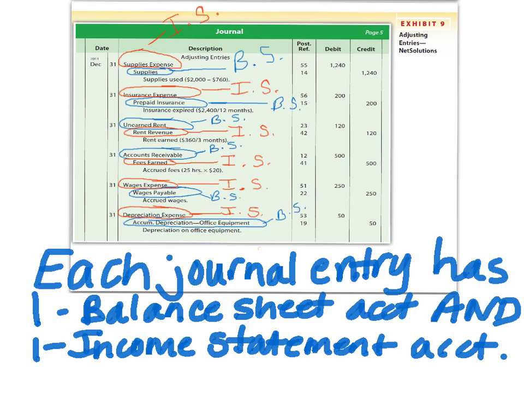And so if you look back at these adjusting entries, you can see first of all that every entry involves only two titles, and in each entry as a whole, one of those titles has to be a balance sheet account and one has to be an income statement account.